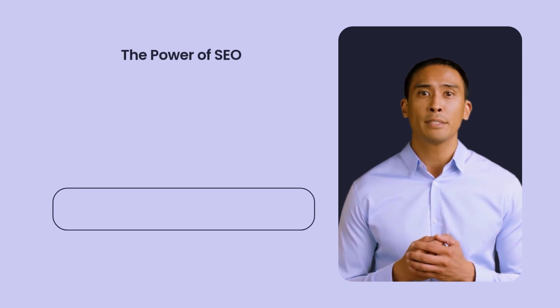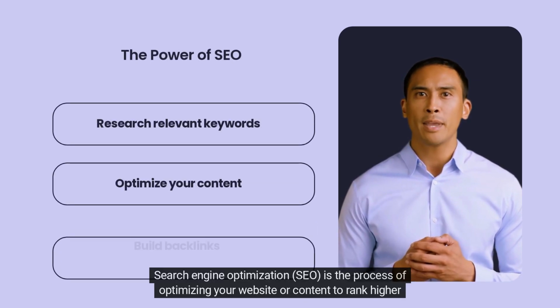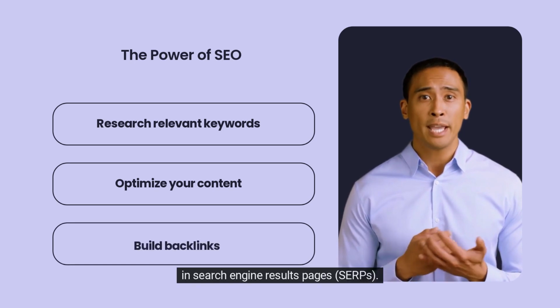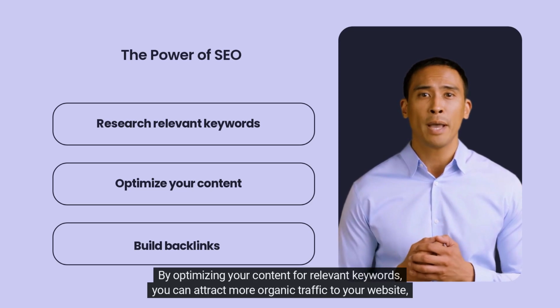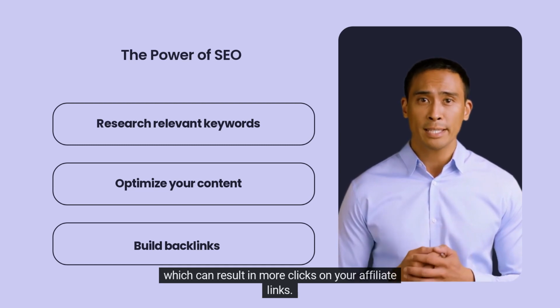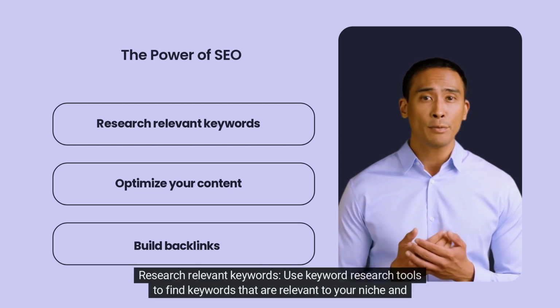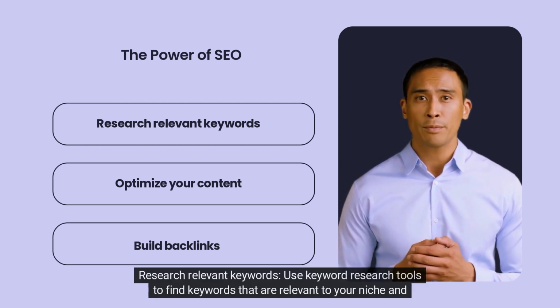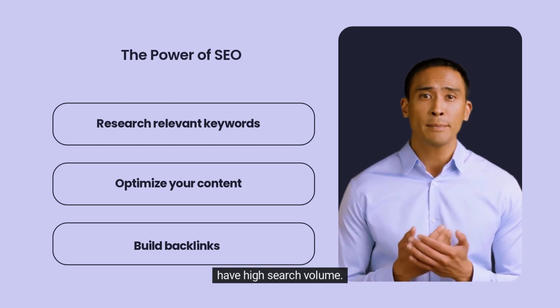Lesson 2. The power of SEO. Search engine optimization (SEO) is the process of optimizing your website or content to rank higher in search engine results pages, SERPs. By optimizing your content for relevant keywords, you can attract more organic traffic to your website, which can result in more clicks on your affiliate links. To get started with SEO, you'll need to research relevant keywords. Use keyword research tools to find keywords that are relevant to your niche and have high search volume.